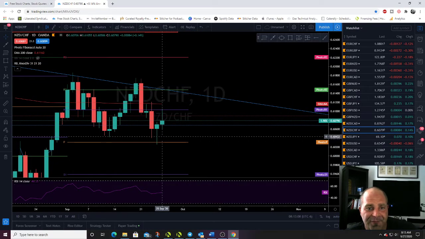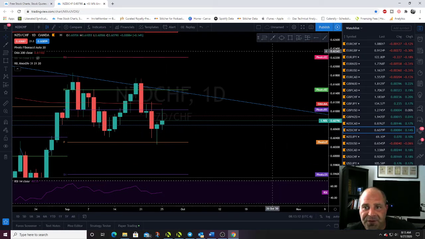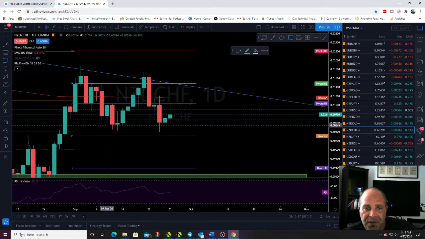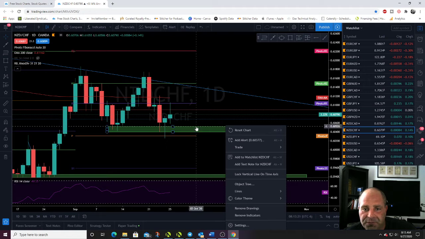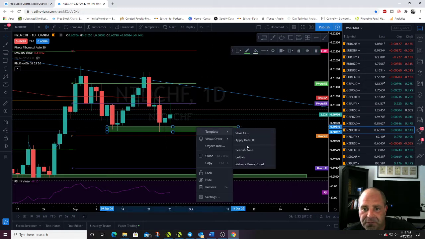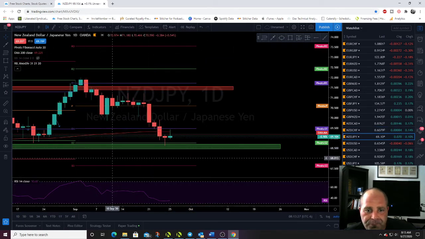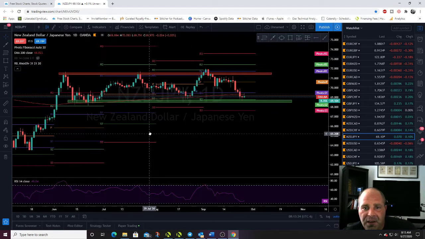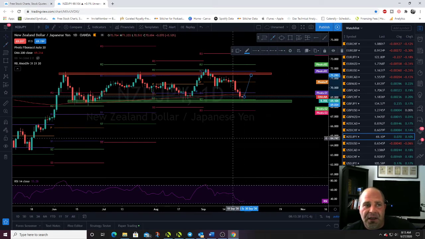And now we're in between R1 and the monthly pivot. We do have a pretty good support forming right here that we want to make sure we have on our radar. We rejected in our bullish zone right here. I like long on this pair this week.